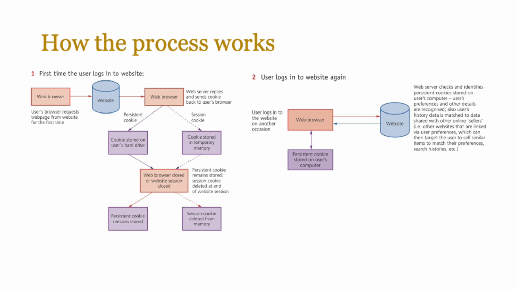The next time the user logs in, the same process occurs. The web browser will connect to the website. The web server checks and identifies any particular persistent cookies stored on the user's computer. And if they are stored, it requests those cookies. Based on that, it tailors the website, the HTML and the CSS, and then it sends an updated web page back to the browser, which then translates and displays it.